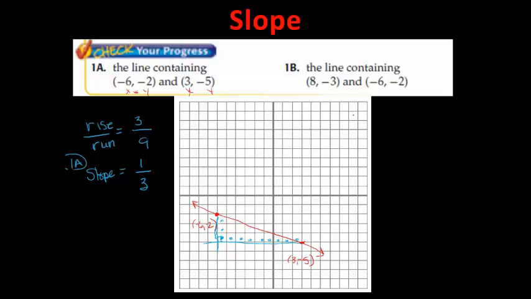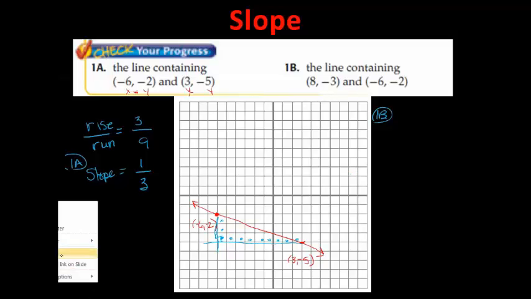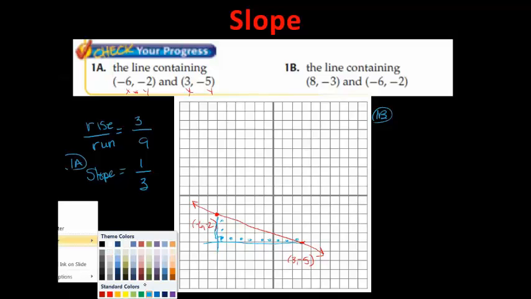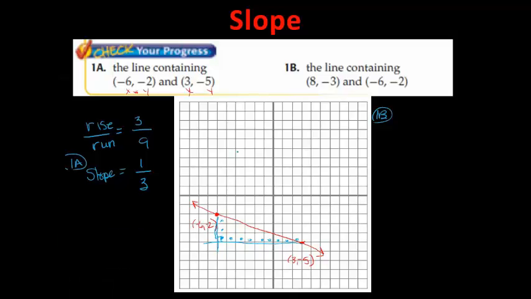Okay, so now for 1B, let me plot these lines. I'm going to do these in a different color as well so I don't get it confused with my previous line. So I got 8 and negative 3, so I mean x to the right 8. 1, 2, 3, 4, 5, 6, 7, 8. I'm going to put a little dot there so I'll know. And then down 3. I'm going to go ahead and put 8, negative 3 there.